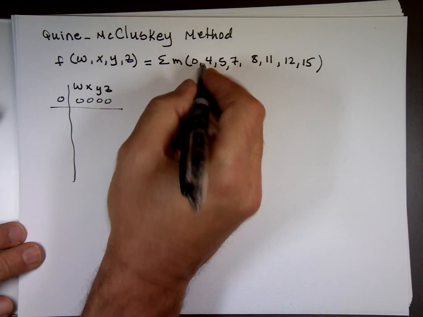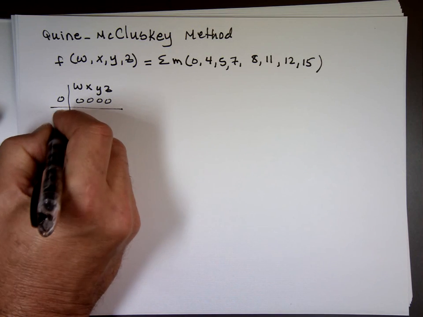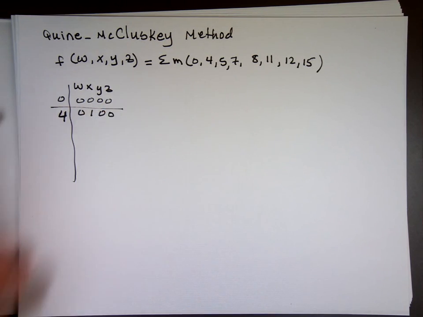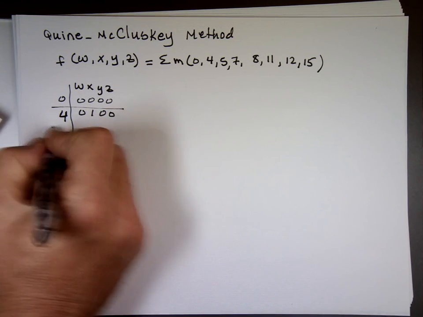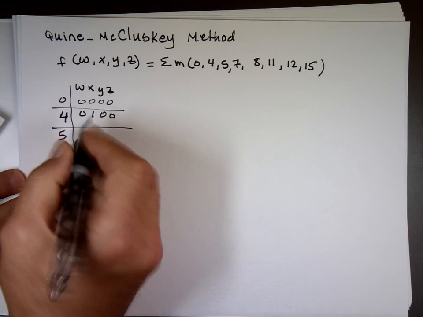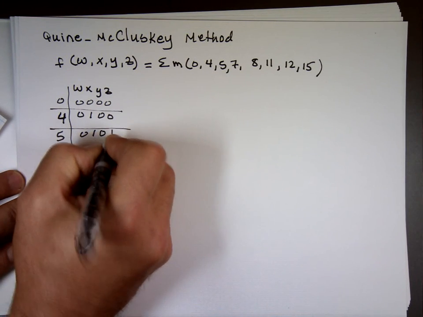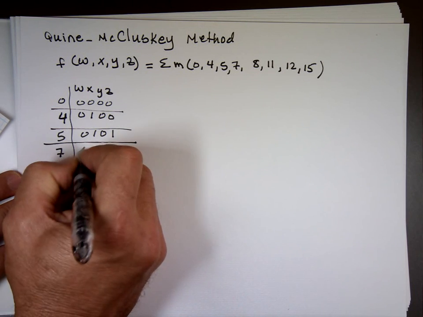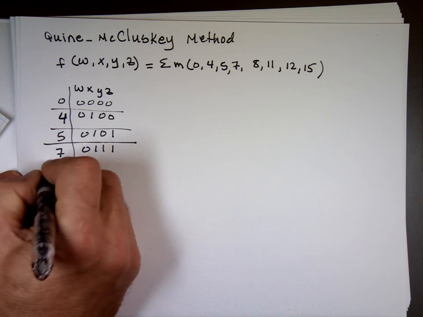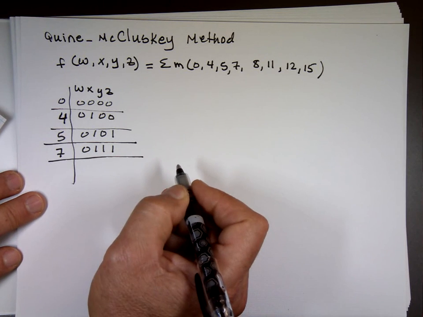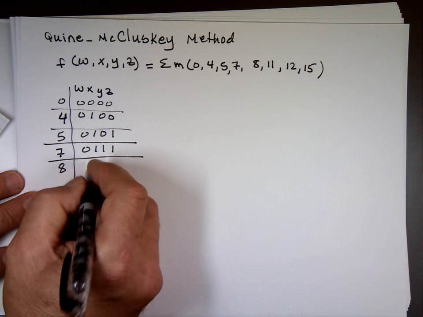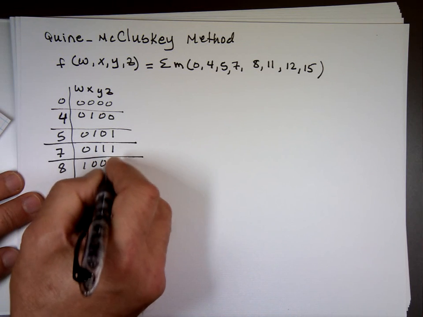What's the address for 4? That'll be 0, 1, 0, 0. Isn't that what 4 is? What about the 5? 0, 1, 0, 1. What about the 7? 0, 1, 1, 1. What about the 8? 8 is what? 1, 0, 0, 0.